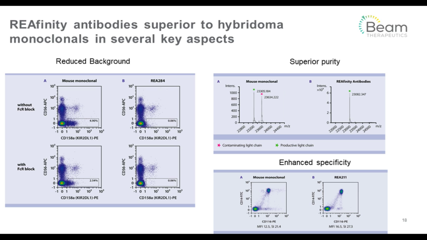Superior purity, it's quite common with hybridoma models, hybridoma monoclonal antibody production, to have contaminating light chains in your production. And you can see mass spec images on the right showing that contamination with the red asterisk compared to REA antibodies, which are recombinantly generated, where you don't have that issue. And also enhanced specificity, showing the comparison between monoclonals and that REA antibody from left to right.